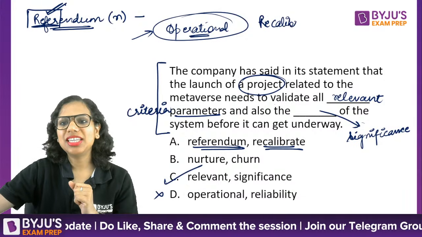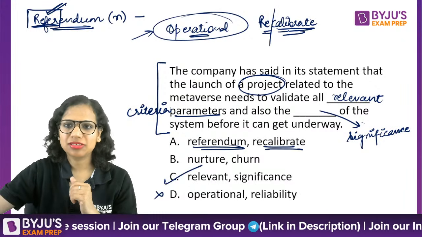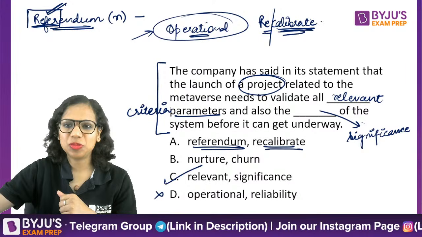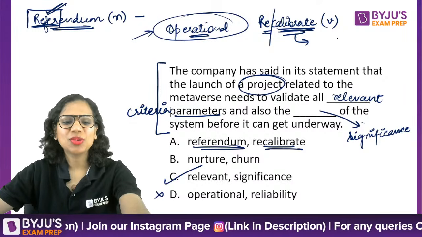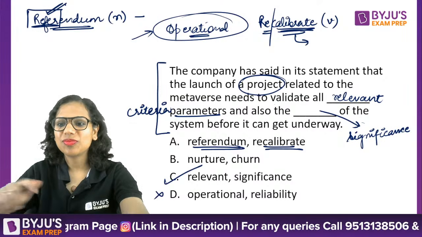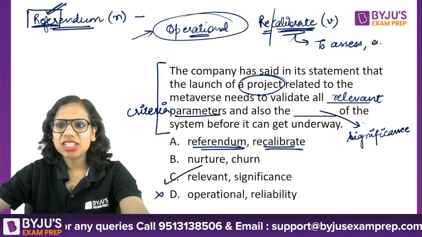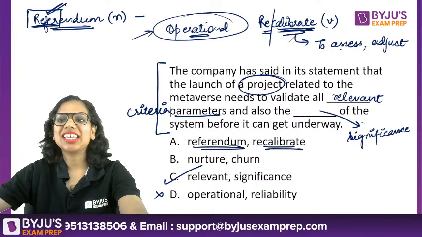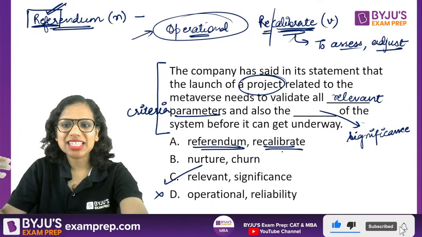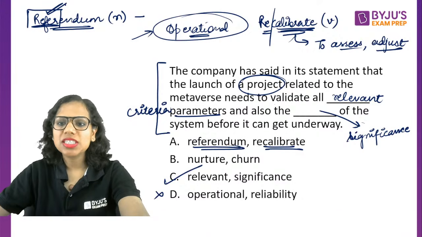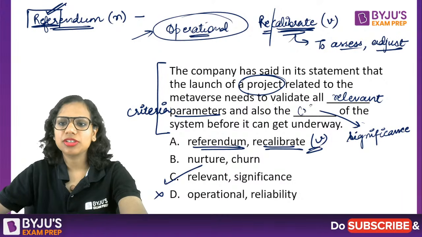Recalibrate. To calibrate something again, that is recalibrate. And calibrate, we've done this in a previous session. What does this mean? To assess, to evaluate, to adjust, right? So that is to calibrate. So recalibrate is to assess, reassess, to adjust. This is a verb. This anyway could not fit here because I needed a noun here.